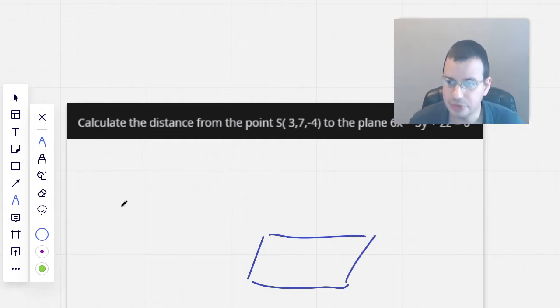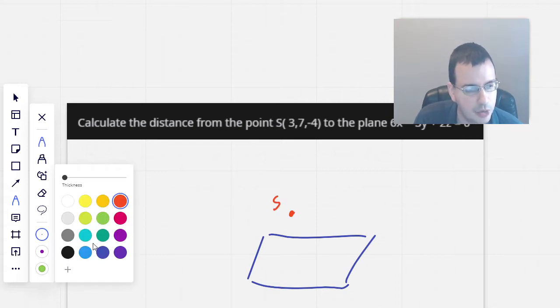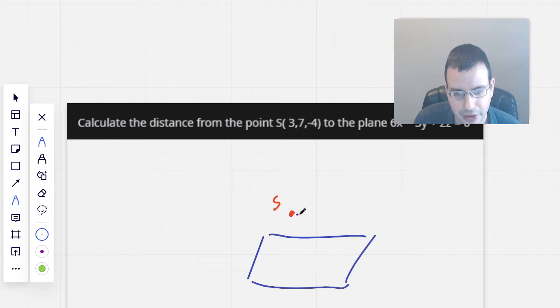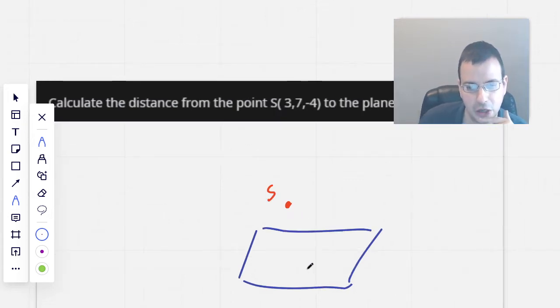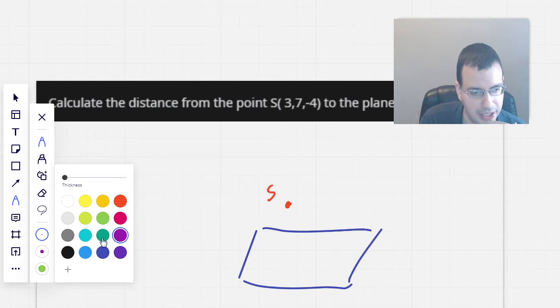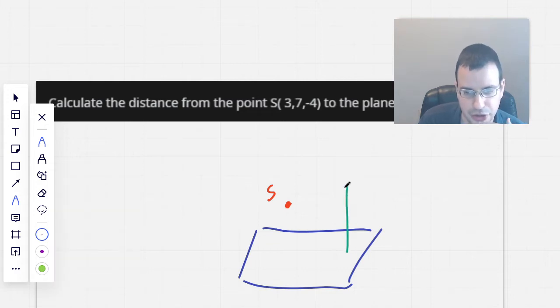Start by drawing a picture, pretty much the same thing you do for anything in life. We have some random point here, point S, and we want to find its distance to a plane right down here, like so. The first thing we want to do is find a normal to the plane. So I'm going to find a normal just right here, like so.